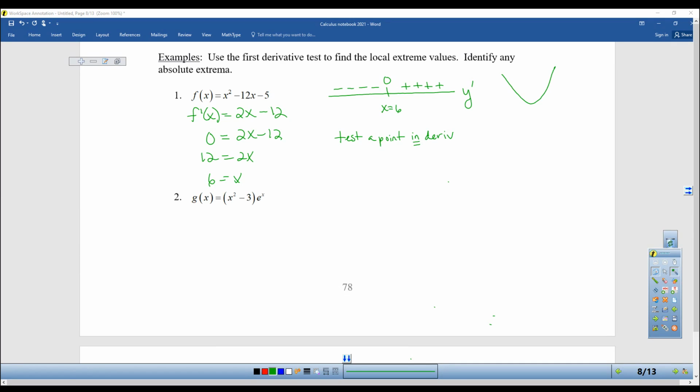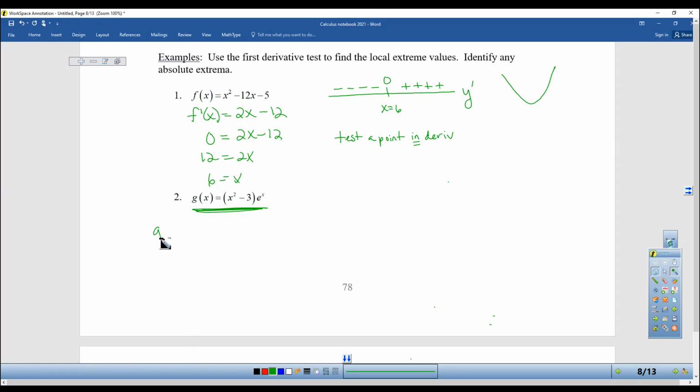So if you're thinking, I'm just going to graph it, Mrs. Shaffer. First of all, that would make me so glad. But what about when you get this? You're not going to be able to graph everything. So this is where this derivative test is really going to save you.